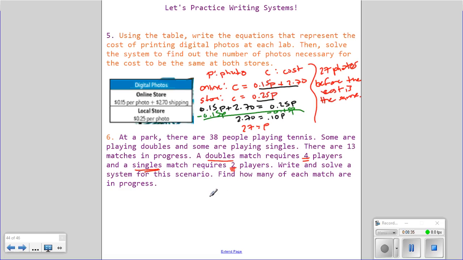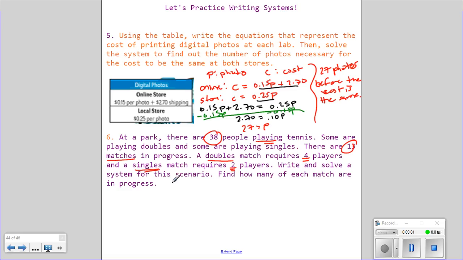Write and solve a system for this scenario. How many of each match are in progress? So we know there's a total of 38 people playing. We know there's a total of 13 matches. So those totals are probably going to be at the end of our equations somehow, some way.